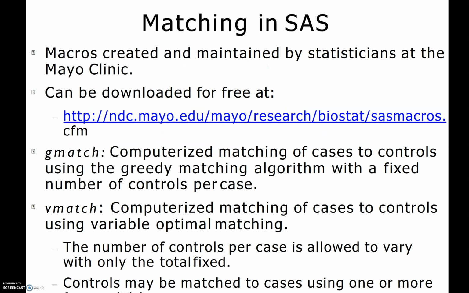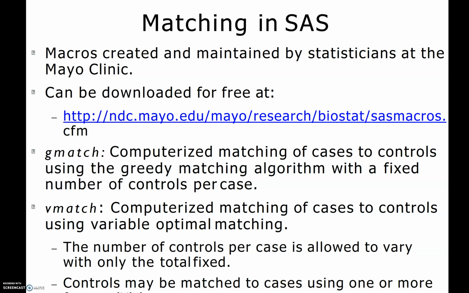In SAS, they do have a new proc PSMATCH, but most people don't have a release of SAS that includes this. So what I've used instead is Gmatch or Vmatch. Gmatch uses a greedy algorithm for matching with a fixed number of controls per case. You get a little bit more flexibility with the SAS algorithms, to tell you the truth. These are macros in SAS. You can choose, like, I'm going to do 1 to 5 matching because I have a lot more controls than I have cases. Things like that.